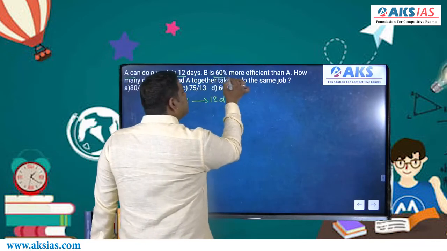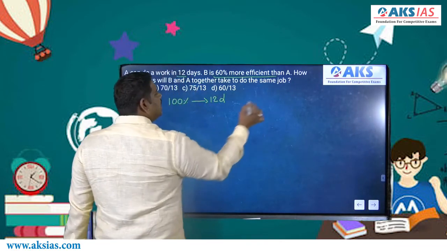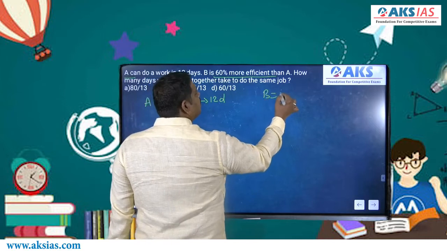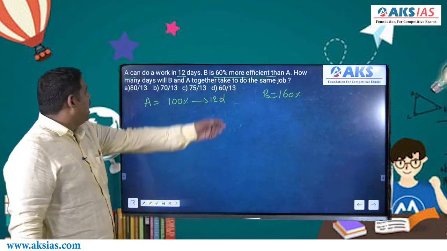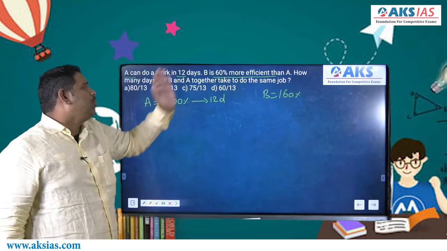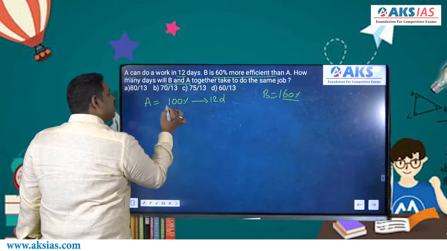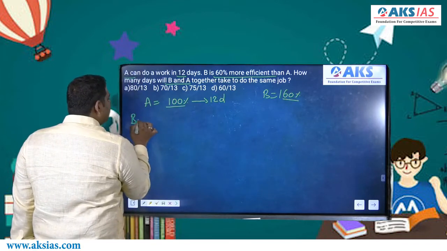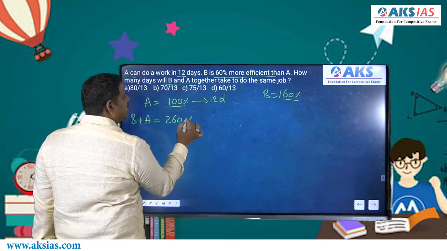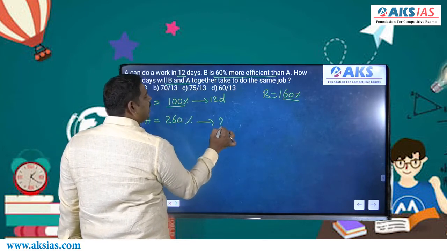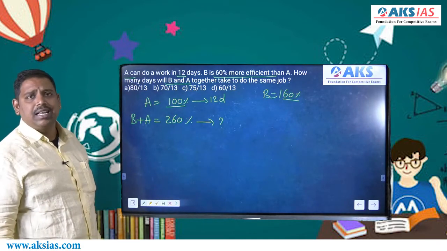B is 60% more efficient than A. That means if A's efficiency is 100%, then B's efficiency will be 60% more, that is 160%. Is it correct? Then how many days will B and A take together? Together means B's efficiency is 160, A's efficiency is 100. So together the efficiency is 260%, right? With this 260% efficiency, how many days are required to complete the job? This is the question.